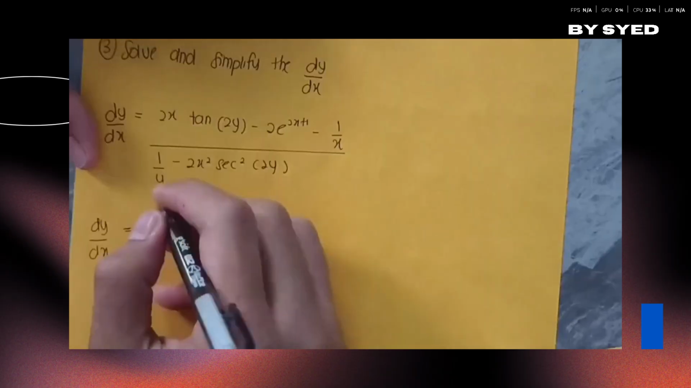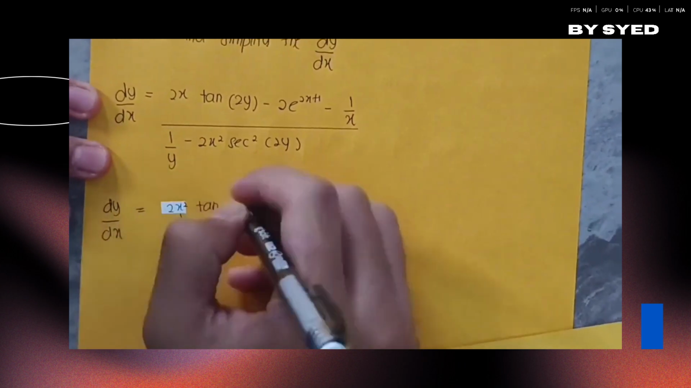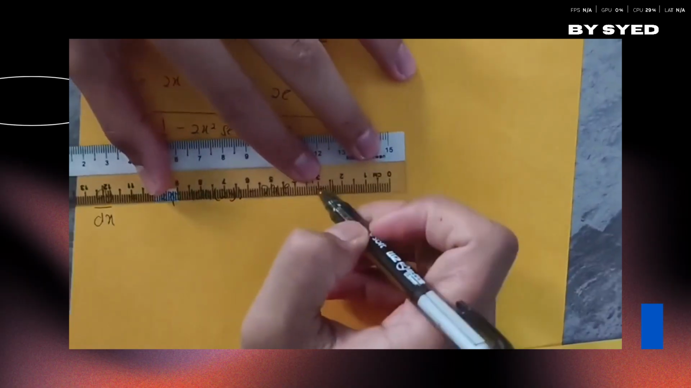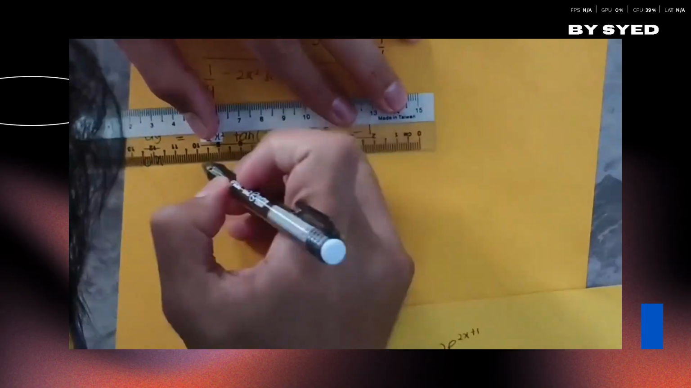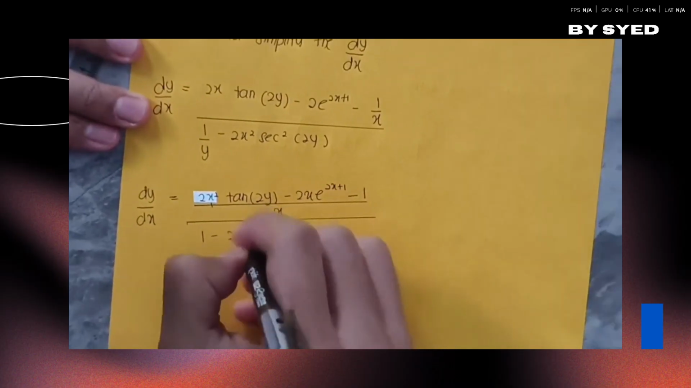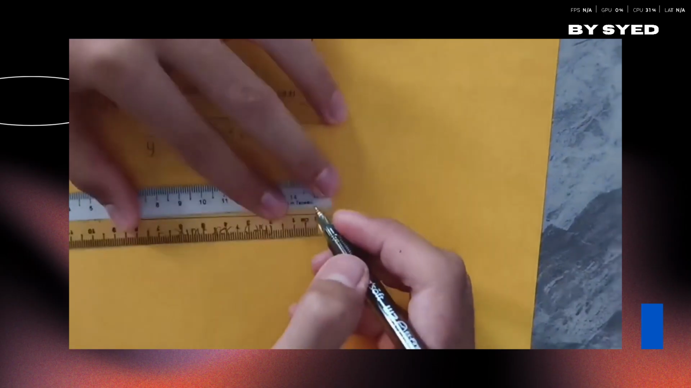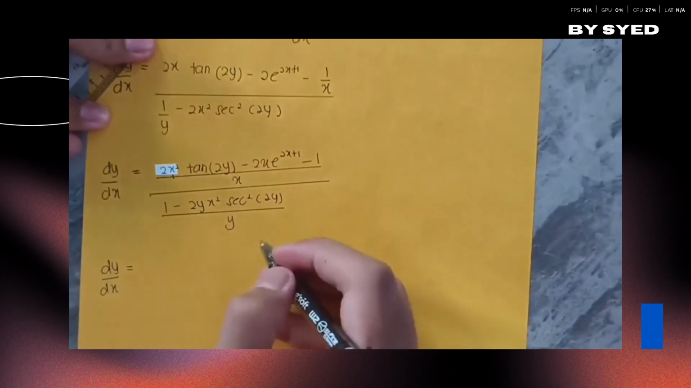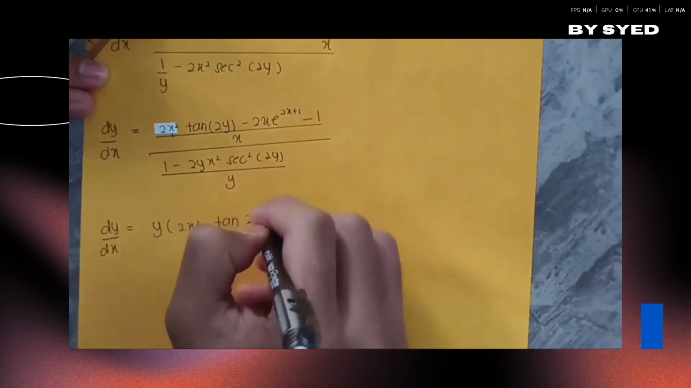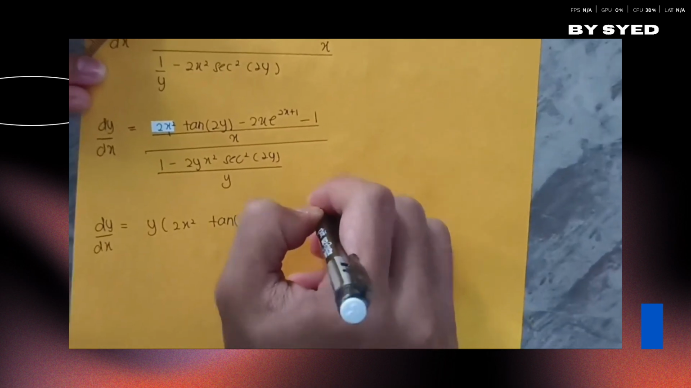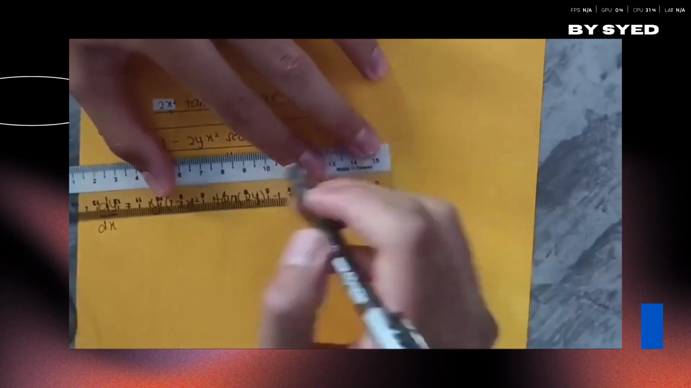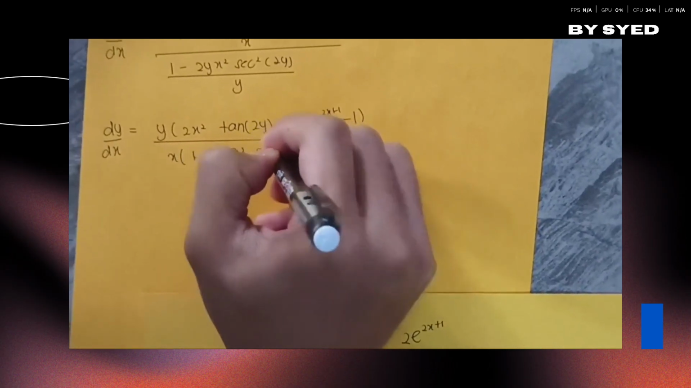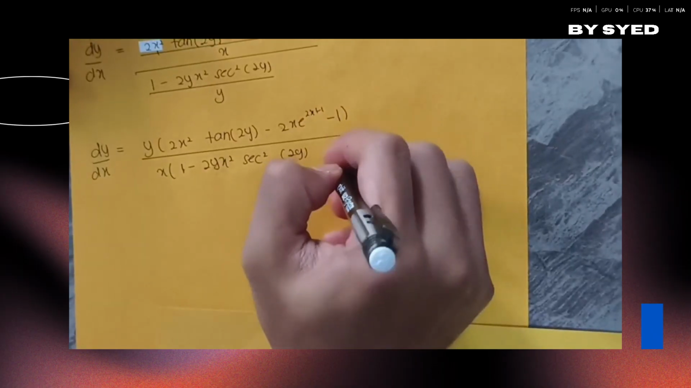So dy over dx equal to y times (2 x squared e to the power of 2x plus 1 minus 2x e to the power of 2x plus 1 minus 1) divided by x times (1 plus 2y x squared secant squared 2y). This is the final answer.